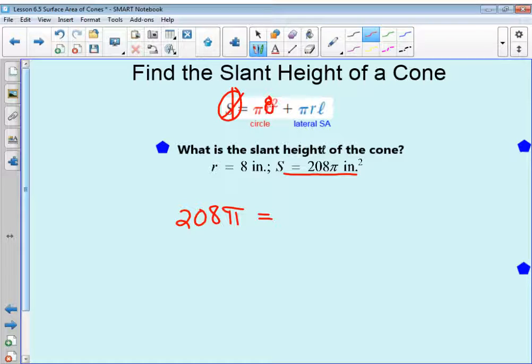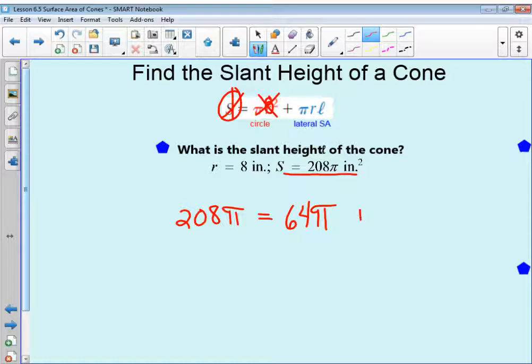So I'm going to go ahead and simplify that. 8 squared gives me 64, and I'm going to put my pi symbol. Instead of putting pi times 8 squared or pi times 64, oftentimes you're going to see the number in front of the pi. So that's why I chose to go ahead and do the 64 pi.